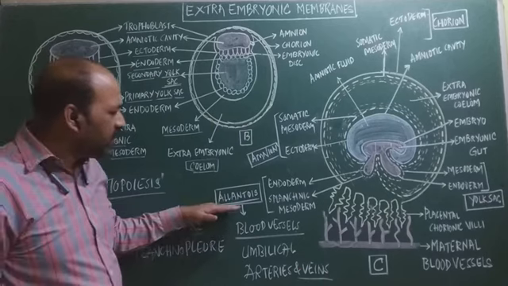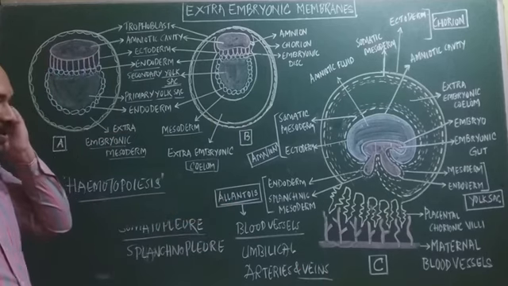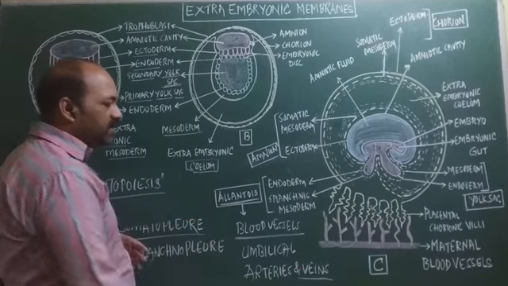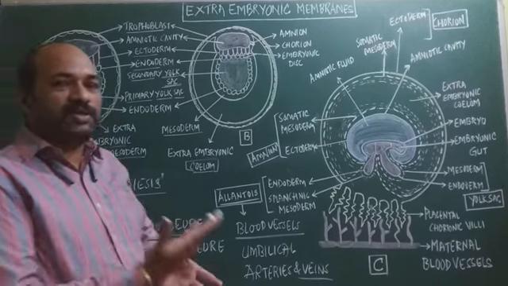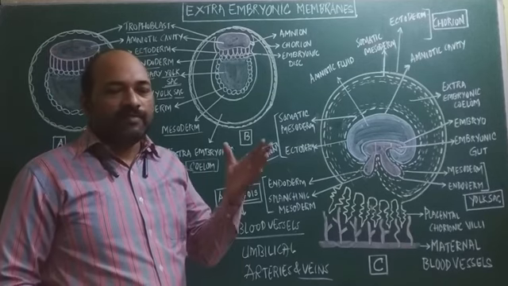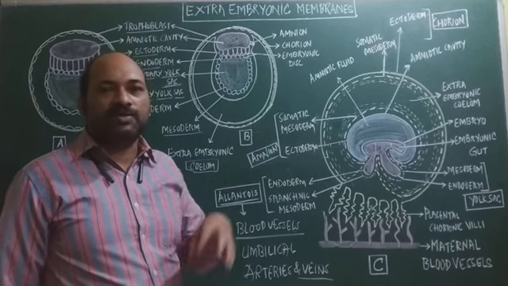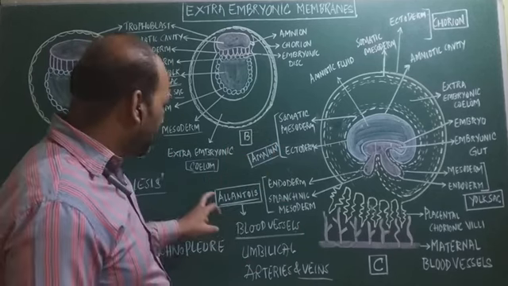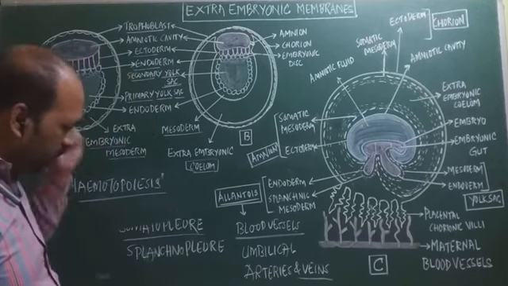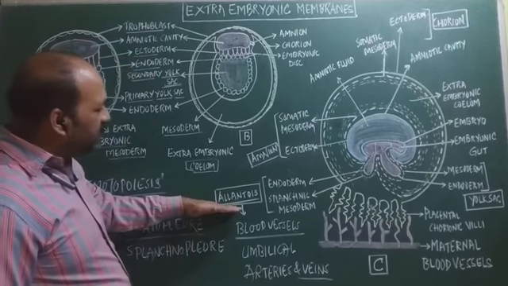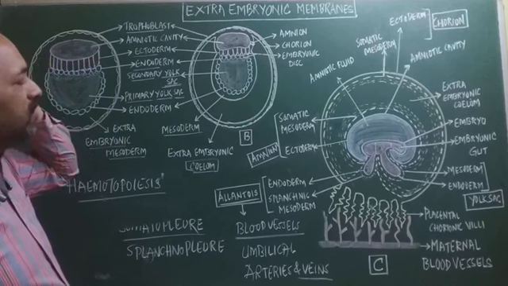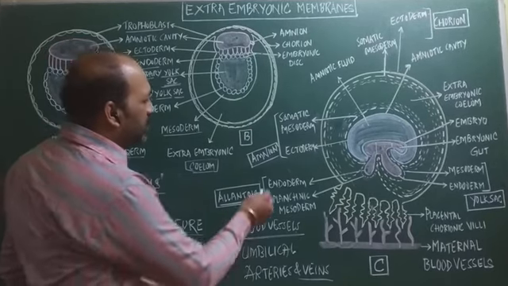So that is the main function of the allantois. Later, these arteries and veins are present in the umbilical cord, where this umbilical cord connects the developing young one with the mother. So that is allantois.